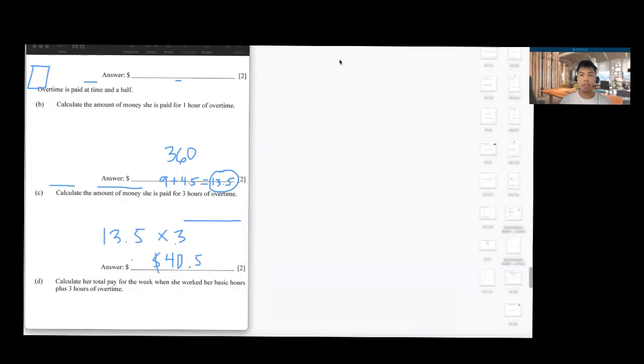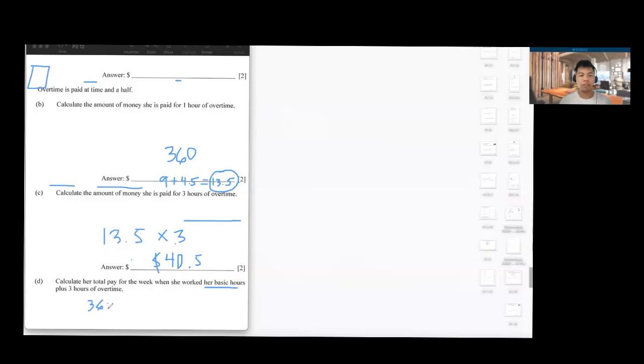So letter D, calculate her total pay for the week when she worked her basic hours. Her basic hours is what? Do you still remember how much she gets? 360. Yeah, 360. So she will get 360 for working her basic hours plus overtime payment of 3 hours. We solved that already. So instead of just getting 360, she will have $40.50 more. So that would be $400.